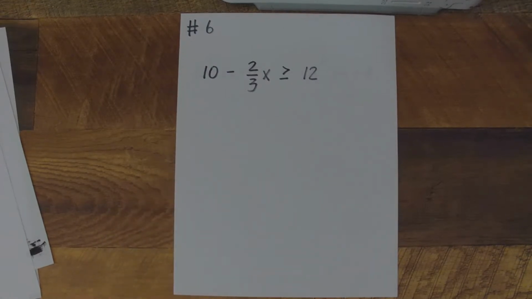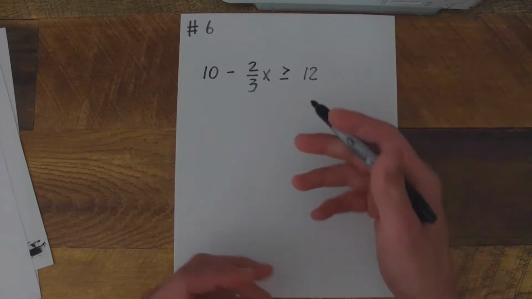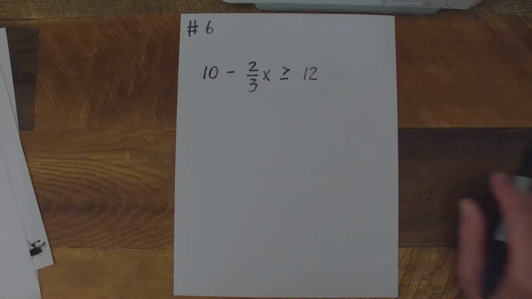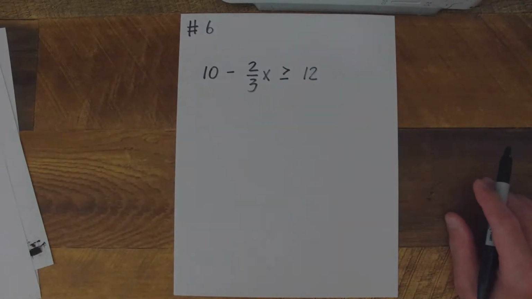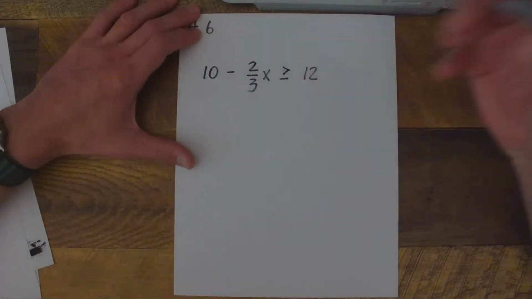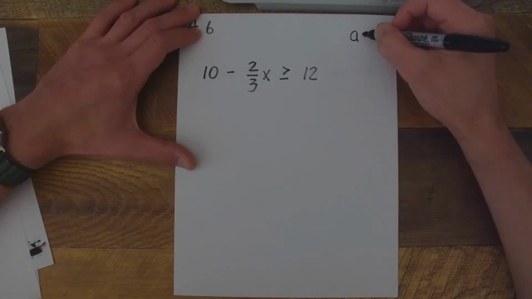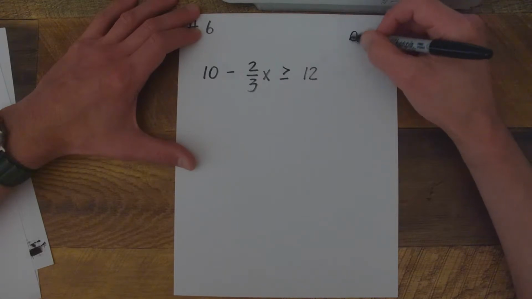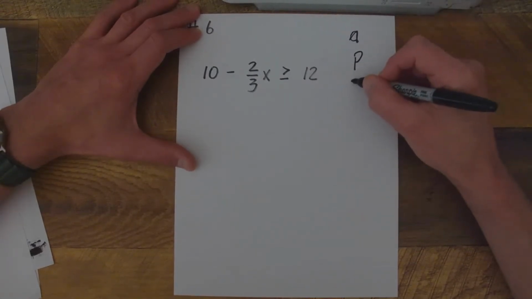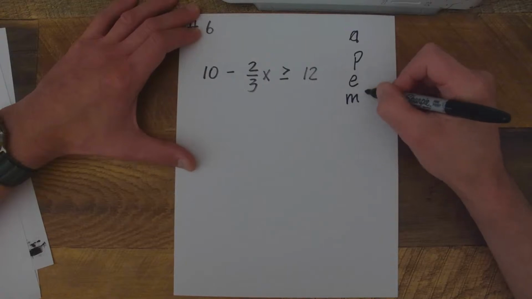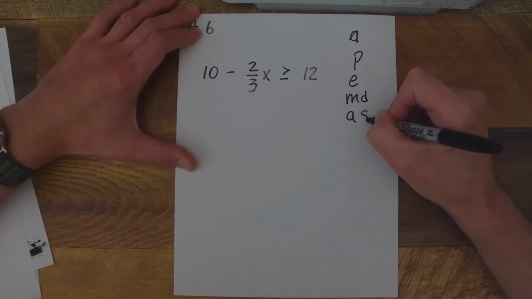Okay, question 6. Simplify 10 minus 2/3 x is greater than or equal to 12. Normally we're solving for equations. This time we're solving for an inequality. And a lot of times when you're solving equations or inequalities, you want to do your order of operations backwards. That's PEMDAS. Gosh, I haven't done this in a while. Let me just write it frontwards first. PEMDAS. There we go.